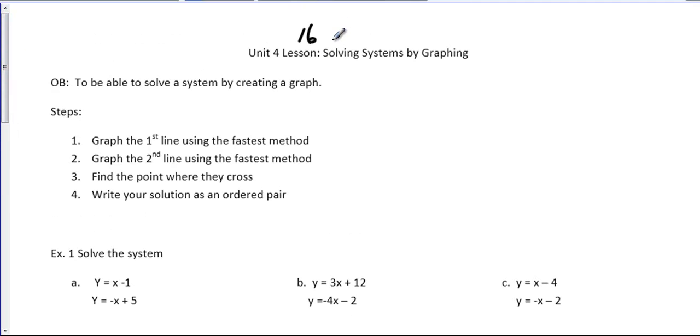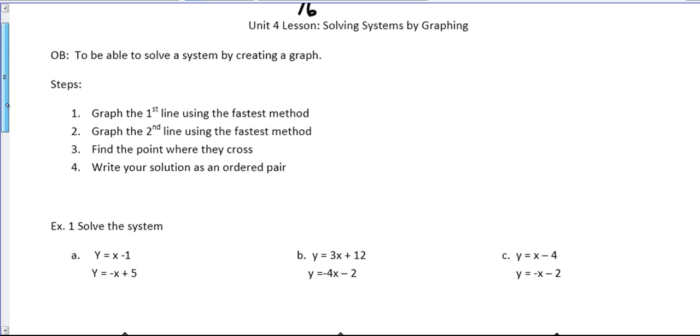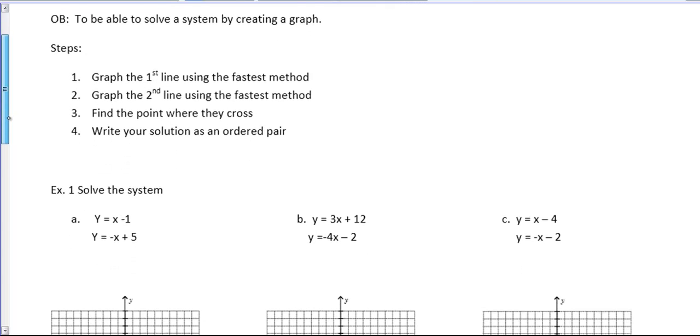Unit 4, Lesson 16, Solving Systems by Graphing. So we're taking what we saw in the previous video, where we located the point where two lines cross, and we're adding some other previous knowledge of graphing lines to that idea. So this is mostly a review lesson here.